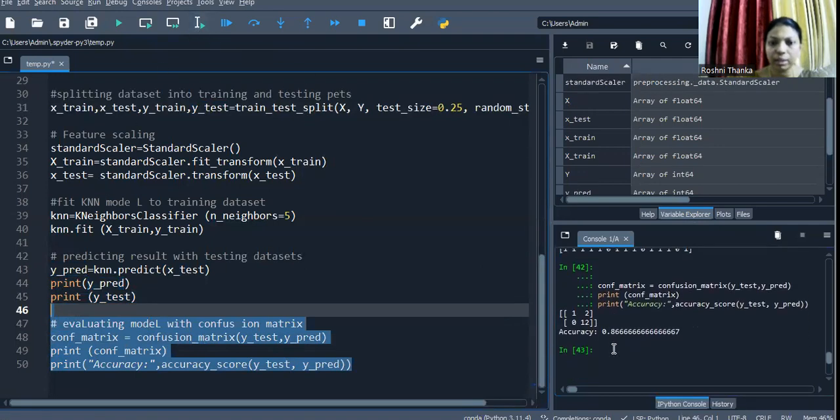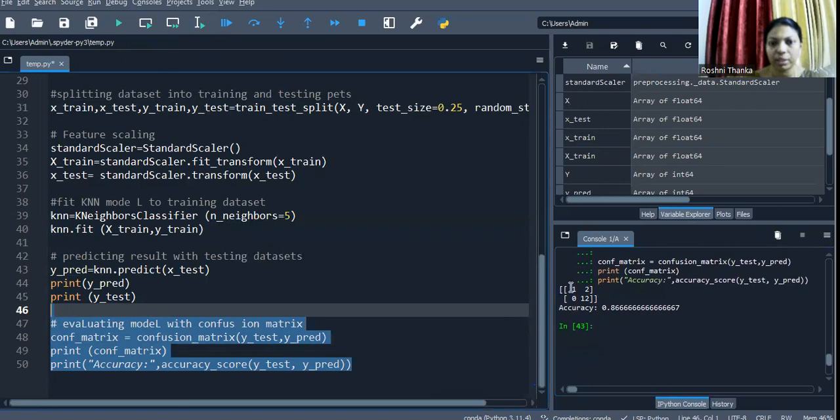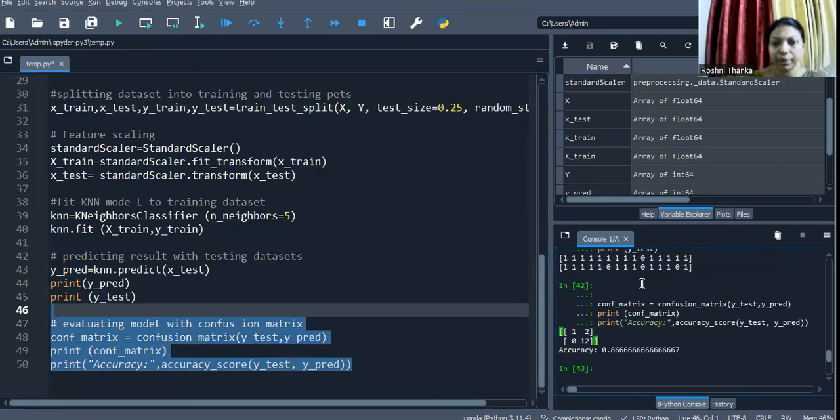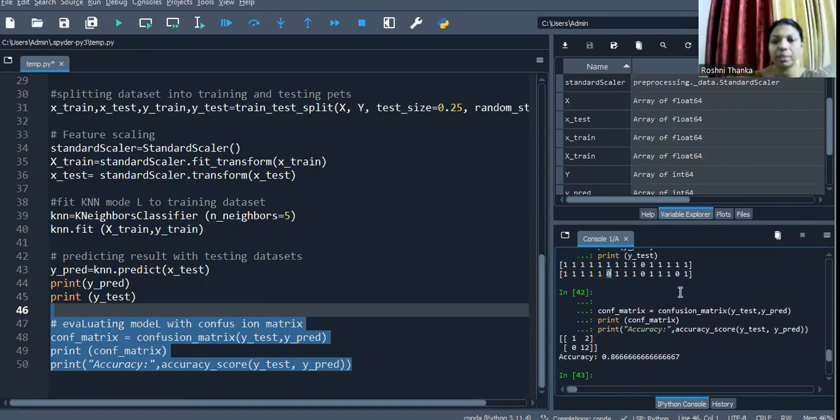Okay, so what can we understand out of it? This shows the confusion matrix. This is the true positive value, and this is the true negative value. What is the meaning of it? For the zero class, 25% of data is taken for testing, right? So out of it, how many zero class are there? 1, 2, and 3. Out of these three data, only one is correctly classified.